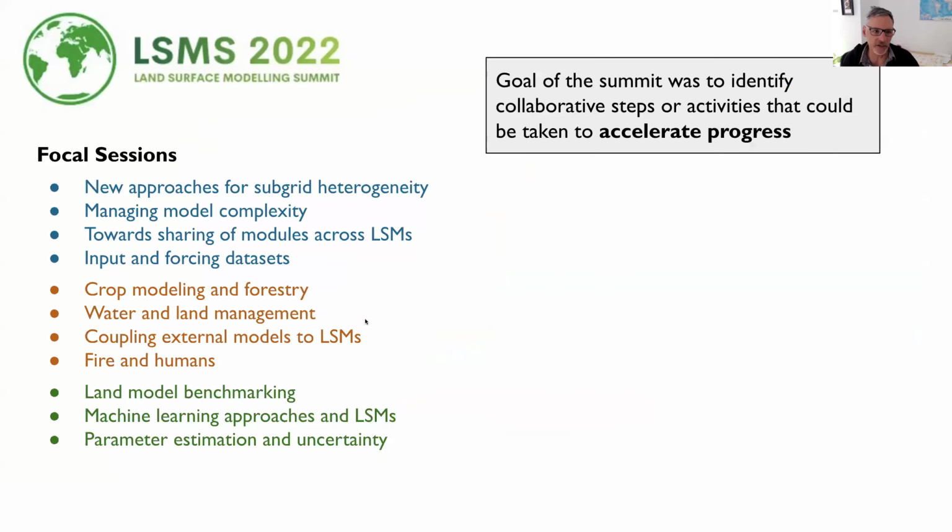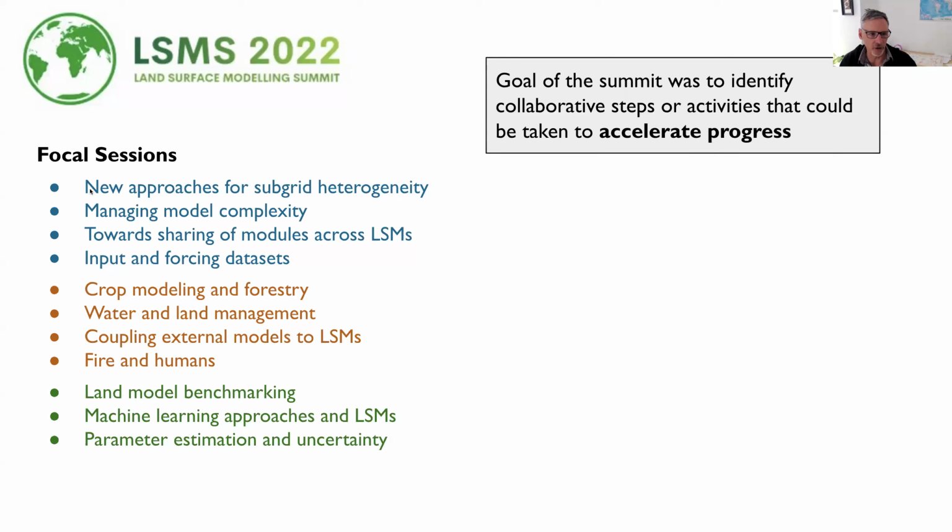So at the Land Surface Modeling Summit, the goal of the summit was to identify collaborative steps that we could take as a community to accelerate progress, to resolve some of the big errors and biases, and to do things like managing the model complexity. We had a series of focal sessions. The reason I'm highlighting this is because these focal sessions ended up being the kinds of things that we need to do to also interface with machine learning. And in fact, we also had a machine learning session.